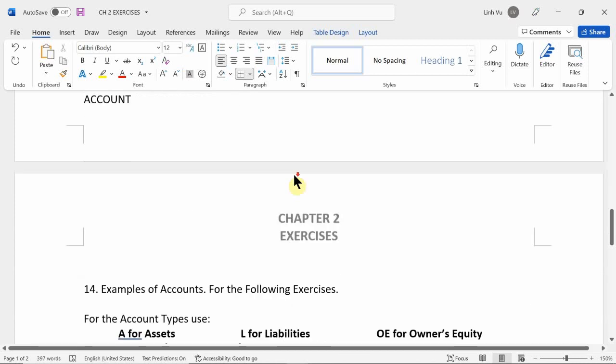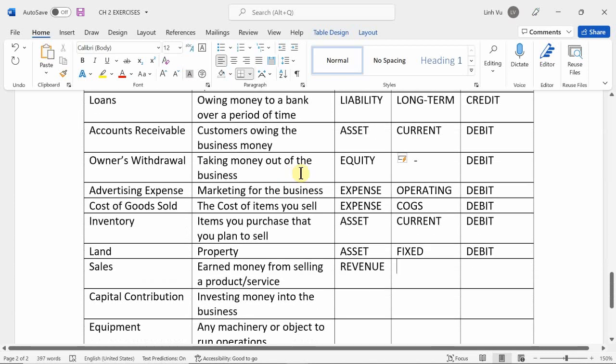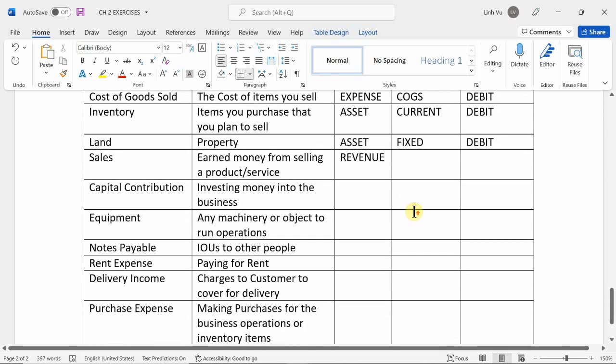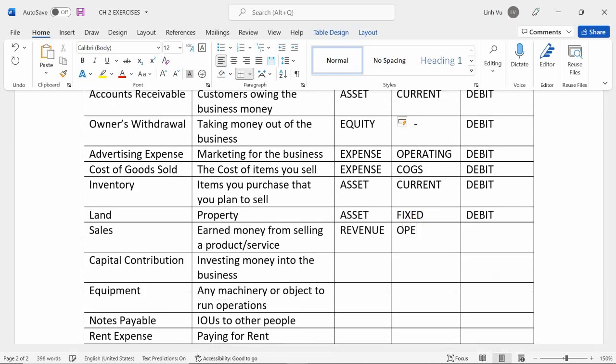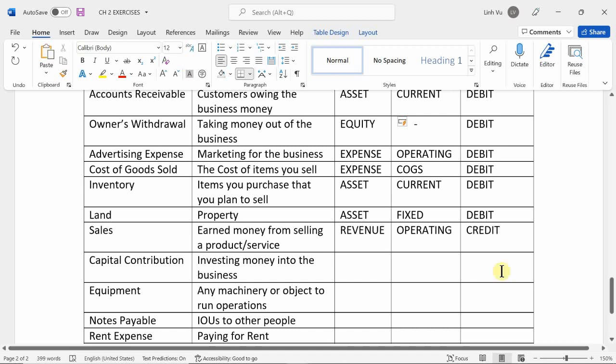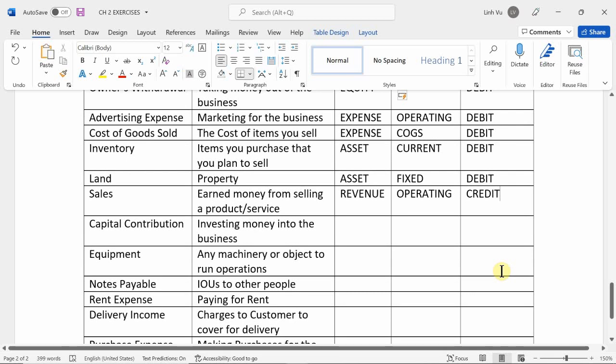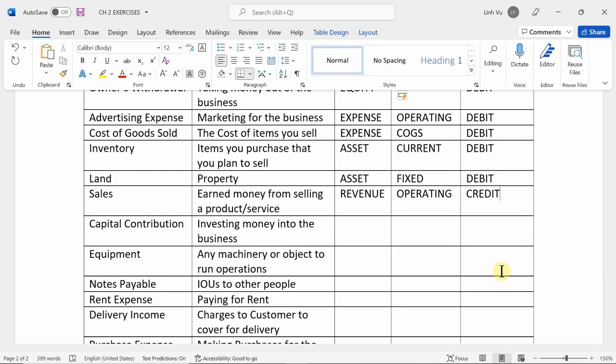Operating. It's going to be operating, right? Because it's the main core of your business, you sell products and services. So it is 100% operating. Okay? Now, how would you increase revenues? Debit. No. So again, refer to your accounting model. How would you typically increase a revenue? With a credit.